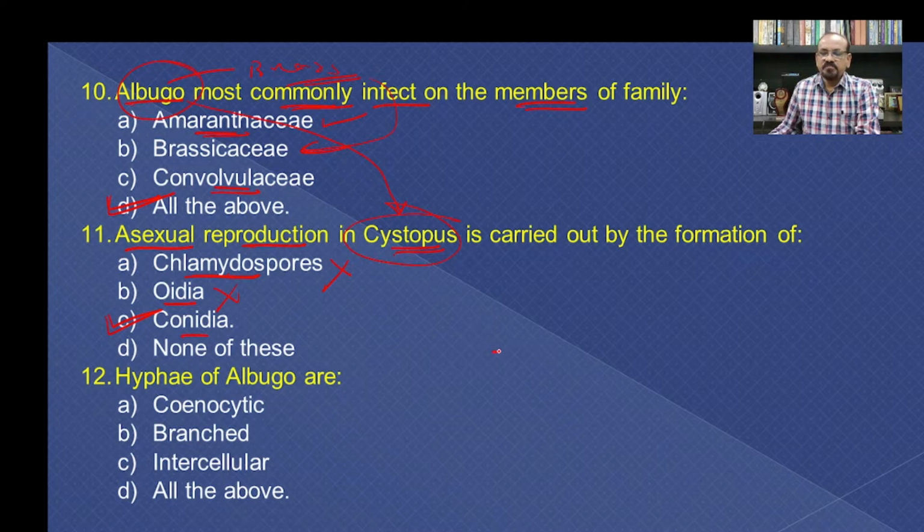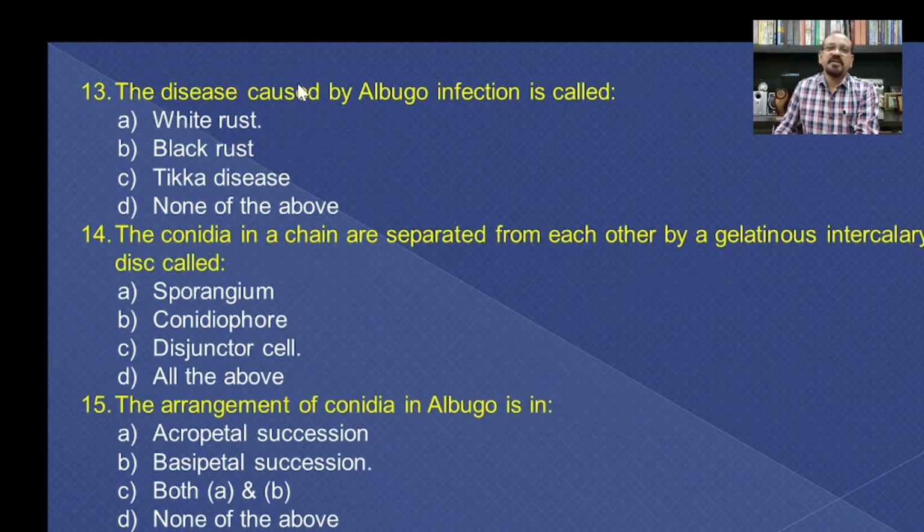If you see the conidiophore, this conidiophore is responsible for the formation of exogenous spores which are known as the conidiospore. Then hyphae of Albugo are, if you see the structure of hyphae of the Albugo, then it is coenocytic, branched, and it is developing in between the cells of the host plant, that is intercellular, and hence all the above become the answer for this question.